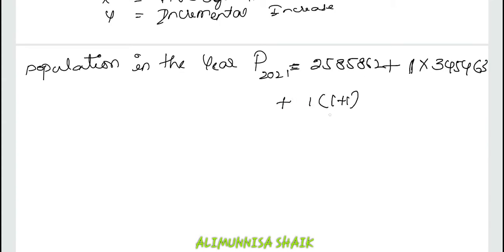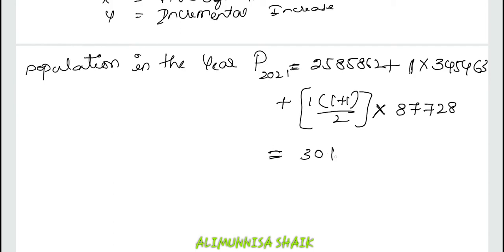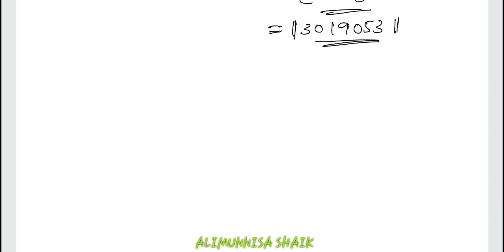1 into 1 plus 1 by 2, because the N value is 1. So I am writing it as N into N plus 1 by 2. In place of N I am writing 1. Then the Y value, the incremental increase value, is 87728. So after multiplying everything, after calculating, we will get a value of 30,19,053. This is going to be the population in the year 2021.